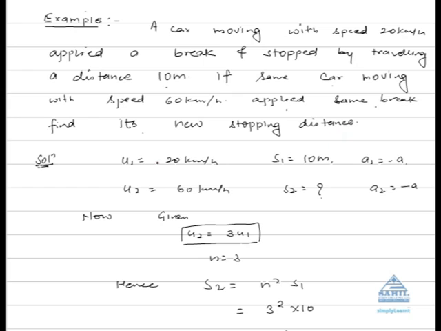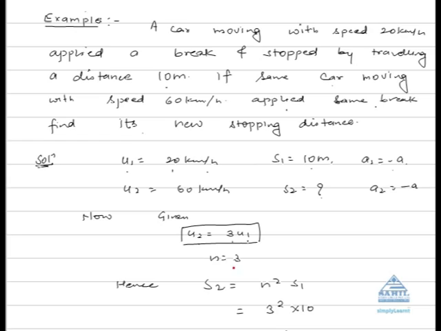In this question, u1 = 20 km per hour, s1 = 10 meters, a1 = -a, where the negative sign means it is a deceleration. Again, u2 = 60 km per hour, s2 = ? means we have to determine the value of s2, a2 = -a. In this question it is given that u2 = 3 times u1, meaning initial speed is 20, final is 60, the ratio is 3, hence n = 3.